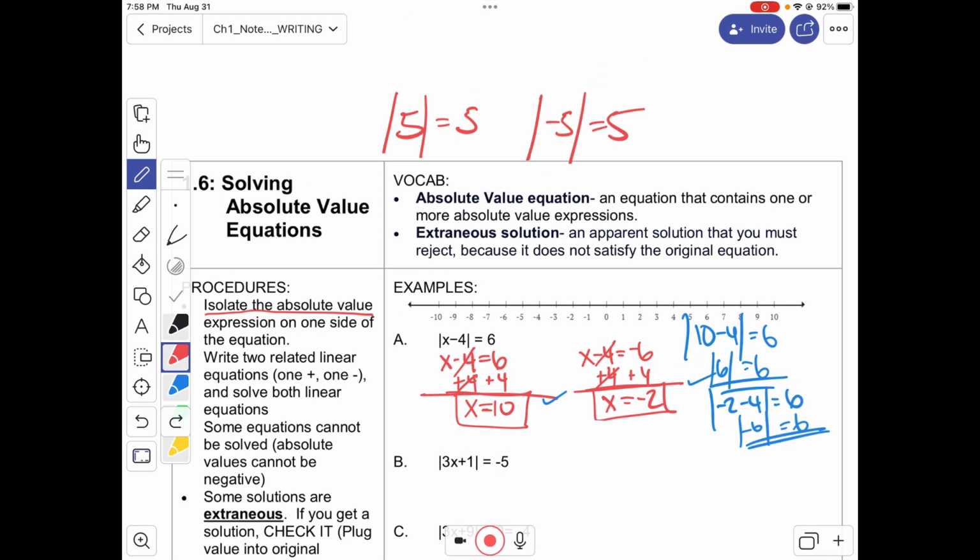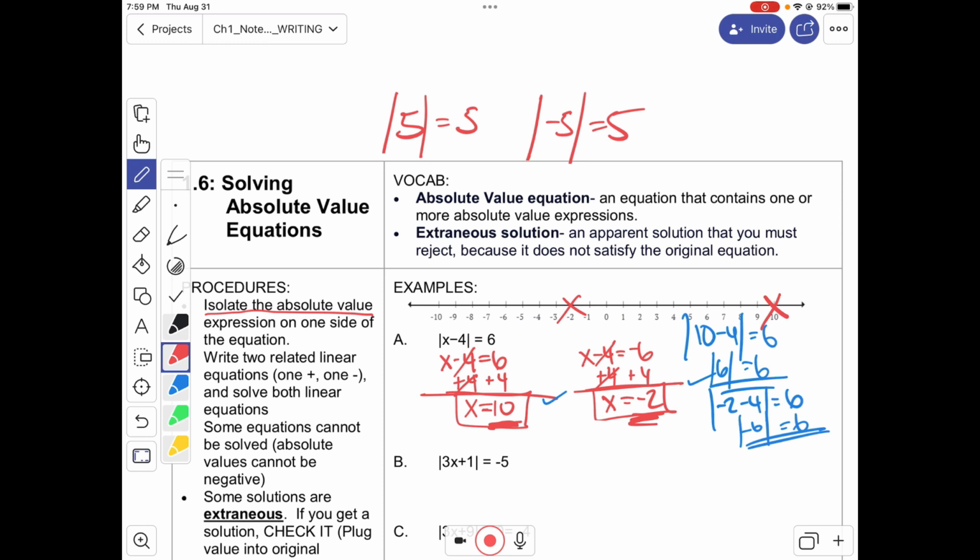I almost forgot. Before we move on, I do want to show you how these numbers map onto a number line, how the set of solutions for an absolute value equation are related to each other on a number line. So let's put these on a graph. Here I have x equals 10, so I'll mark that here. And here I have x equals negative 2, and that number is there.